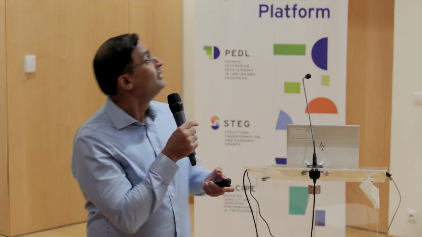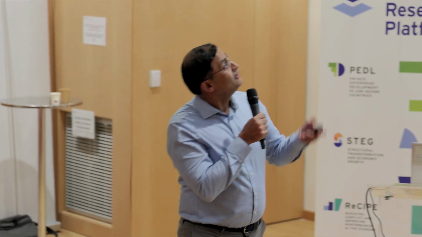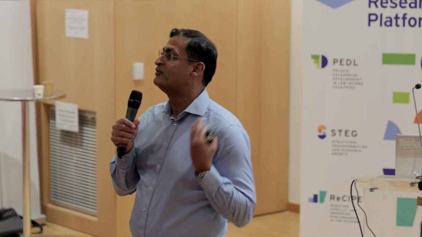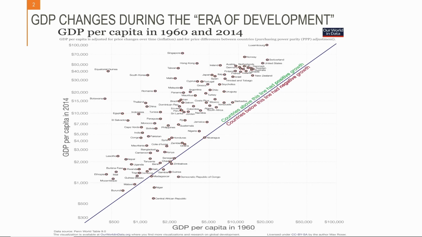So let me start by showing you some stylized facts, things that you're all very familiar with. If you look at what some people might call the era of development, from 1960 to 2014, this massive period when we learned so much about how to do things, there's so much technical progress, there's this kind of striking thing where a lot of the world actually did develop quite fast during this period.